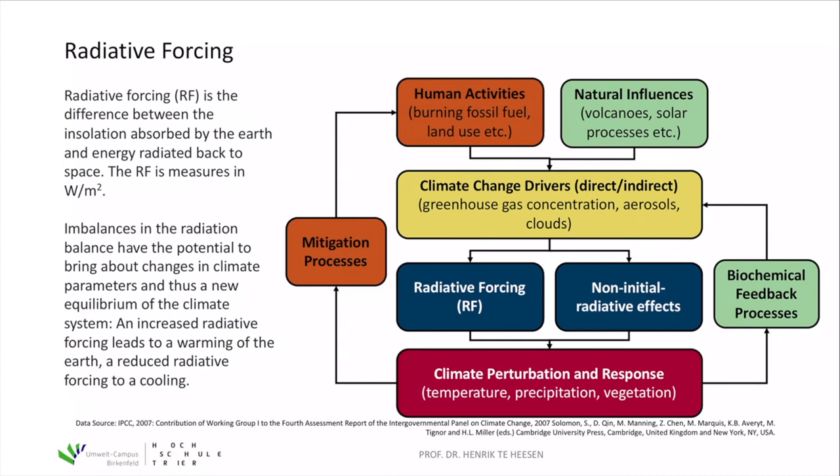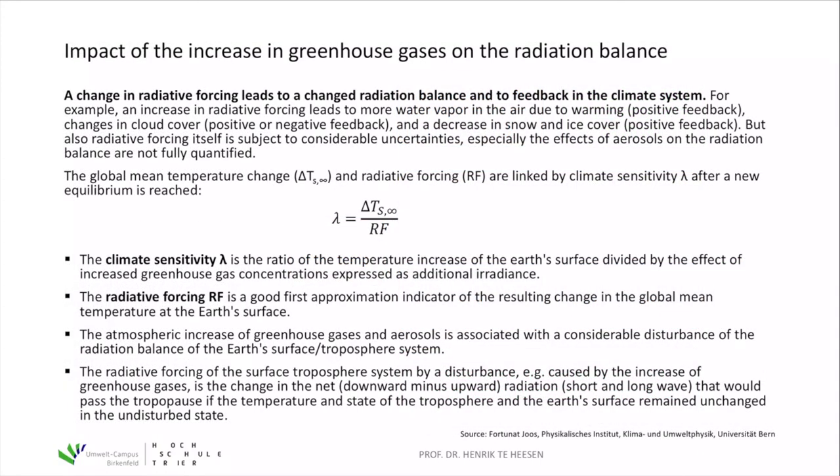On the other hand, of course, in modern times, human activities lead to an increase of temperature. We burn fossil fuels, coal, oil, natural gas, that gives us a higher greenhouse gas concentration, and that drives the climate to higher temperatures, to a change of precipitation, etc. The radiative forcing helps us to understand these rebound effects in the climate. So let's have a look at the impact of the increase of greenhouse gas concentrations on the radiation balance.